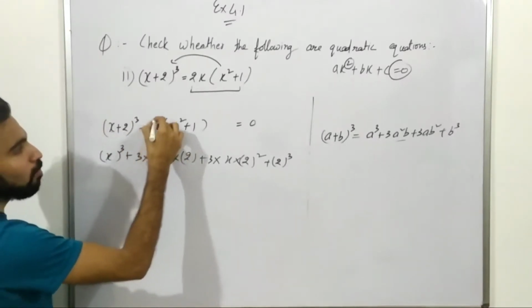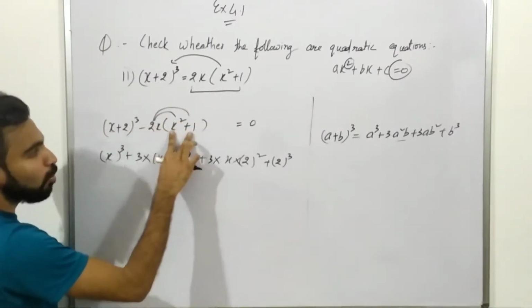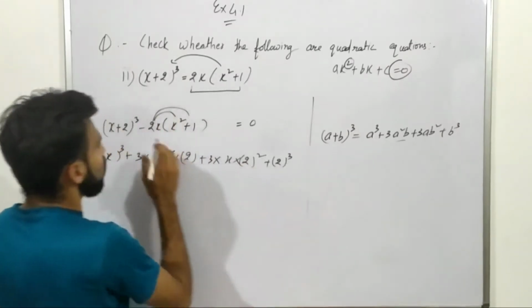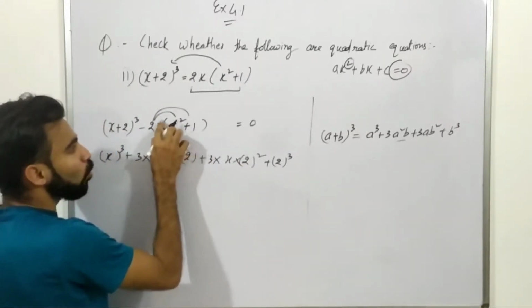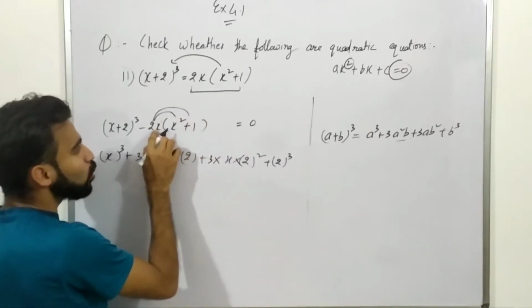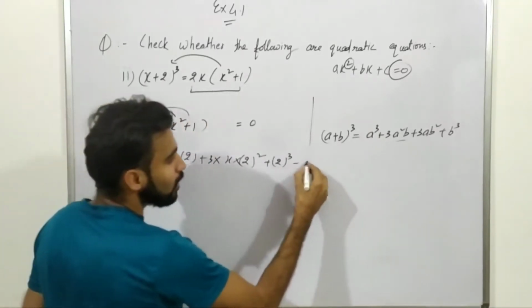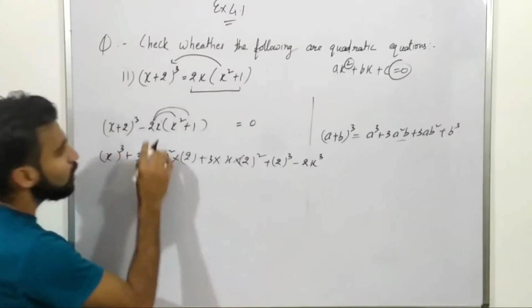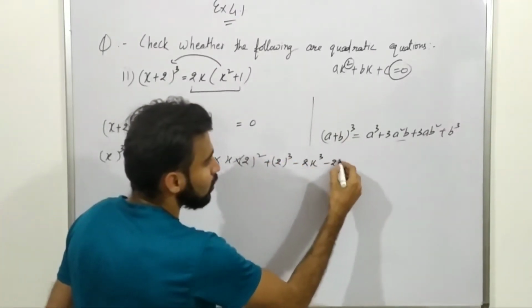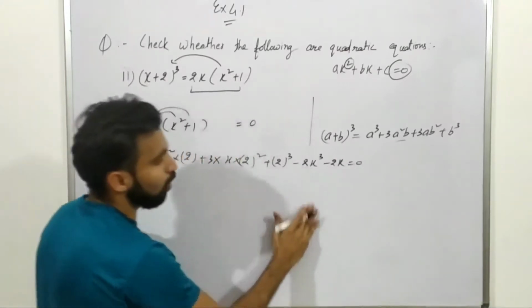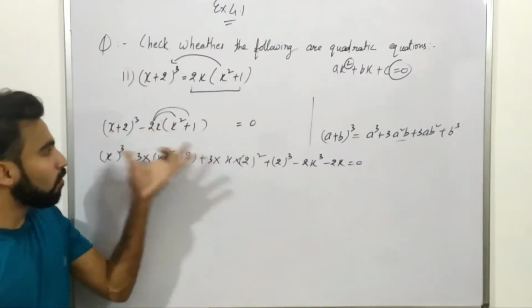So further you have to simply solve this, multiply this 2x with both the bracket values. So that will be minus 2x cross x squared. Now you can see the power will add on. 1 plus 2 will be 3. So minus 2x into x squared will be minus 2x cubed. Now further if I just multiply 2x with 1, so that will be minus 2x equals to 0. Now this is the opening of this here.